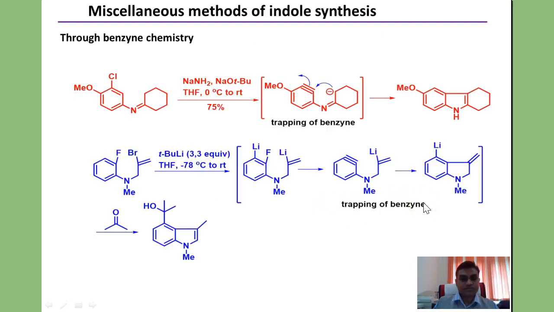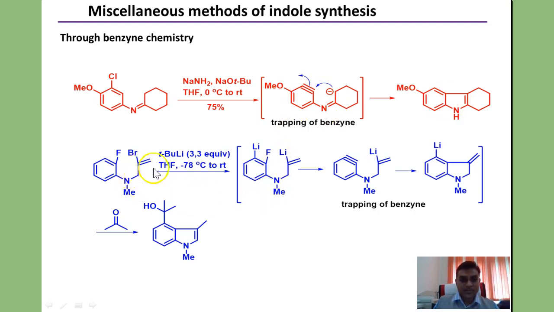Now apart from this transition metal catalysis in organic synthesis, here is an application of benzyne chemistry for the synthesis of indole. This can be prepared very easily by reaction of cyclohexanone with the appropriate amine, and then this on reaction with sodamide generates a benzyne. Sodamide is a very strong base. It generates a benzyne, and to that benzyne the carbanion is added, and we get the indole derivative.